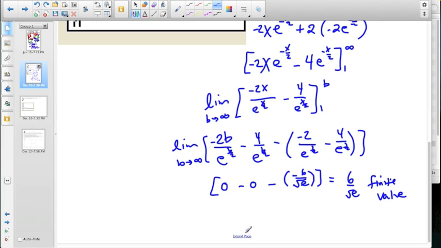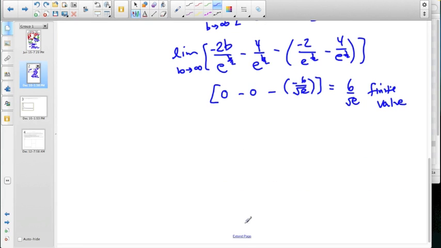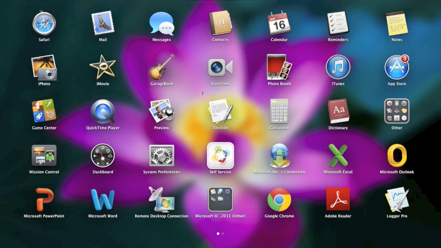You know, we can grab a calculator and figure out what that value is. So if we would do that, I'll have to grab my graphing calculator here.